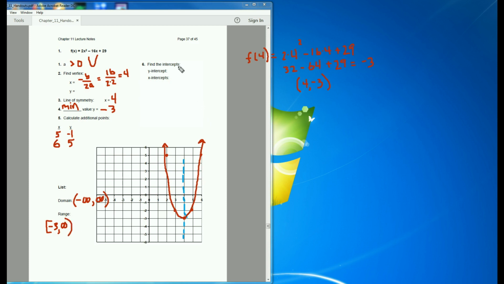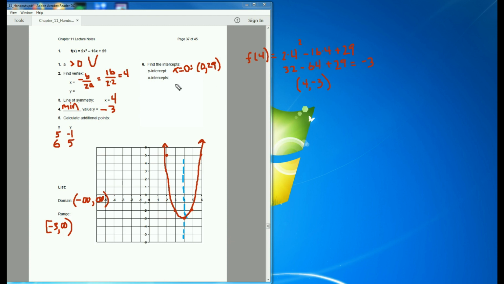Finding the intercepts. So for the y-intercept, again, just set x equal to 0 in the function. So 2 times 0 minus 16 times 0 plus 29 equals 29. So the y-intercept is actually the point 0, 29, which we can't even graph it because it's way up here somewhere off the top of the chart.